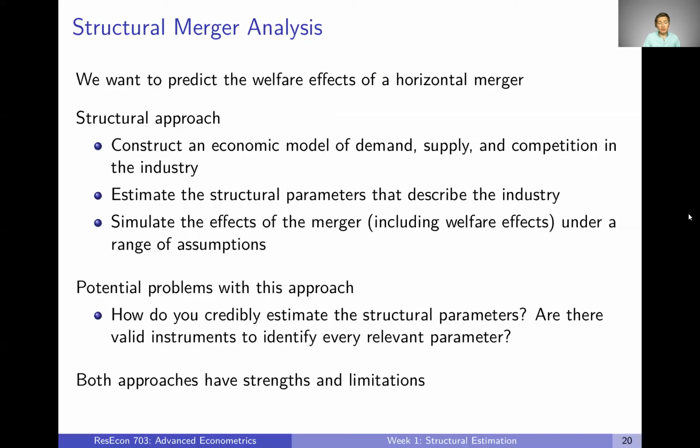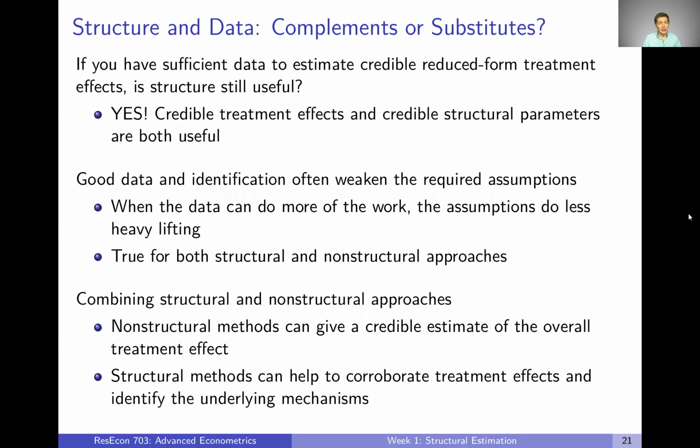Obviously, both approaches have strengths and limitations. If you have tons of data available, then maybe the first non-structural approach is what you want to go with. But in a lot of cases, I think the structural approach here is going to be better. So that sets up another question here. Are structure and data complements or substitutes? It sounds like I just said if you have a lot of data, you can use reduced form methods. If you don't, you need to use structure. Is that true? No. Structure can still be useful even with lots of data.